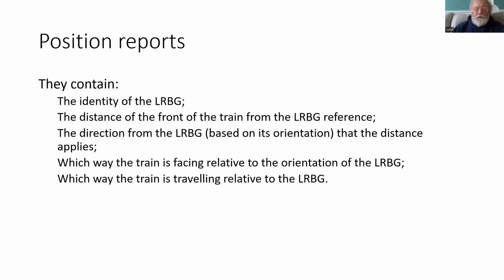In most cases, this is quite a simple set, but it can become more complicated, particularly where a train reverses having passed over an LRBG. This information is contained in the position report and is used by both the onboard and the RBC.